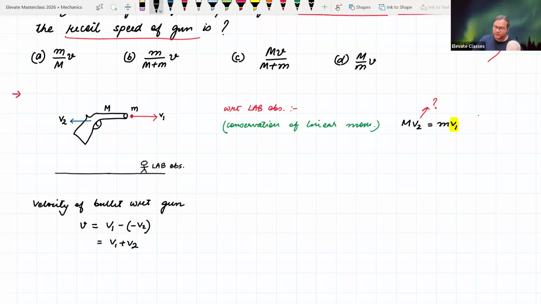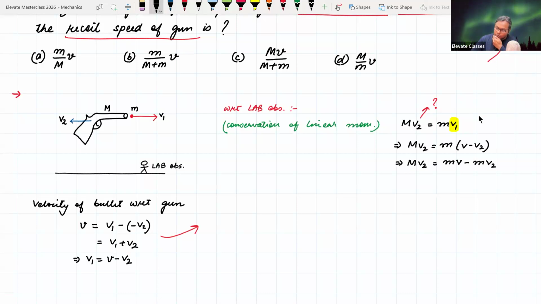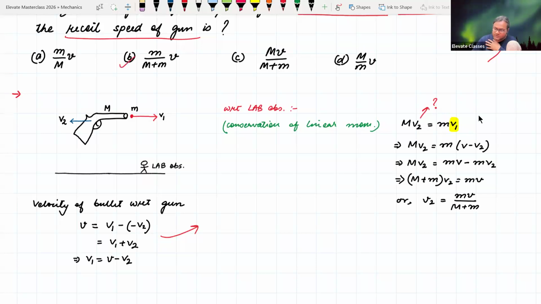Now I can connect the dots from here and here. So this is going to become M V2 is equal to small m V1, which is equal to small m times (V minus V2). So M V2 is equal to small m V minus small m V2. And what do we need? We need V2. So (capital M plus small m) V2 is equal to small m V, or V2 is equal to m V upon (capital M plus small m). That's it. Option number B, small m upon capital M plus small m, times V. So you see the calculation itself is very easy.